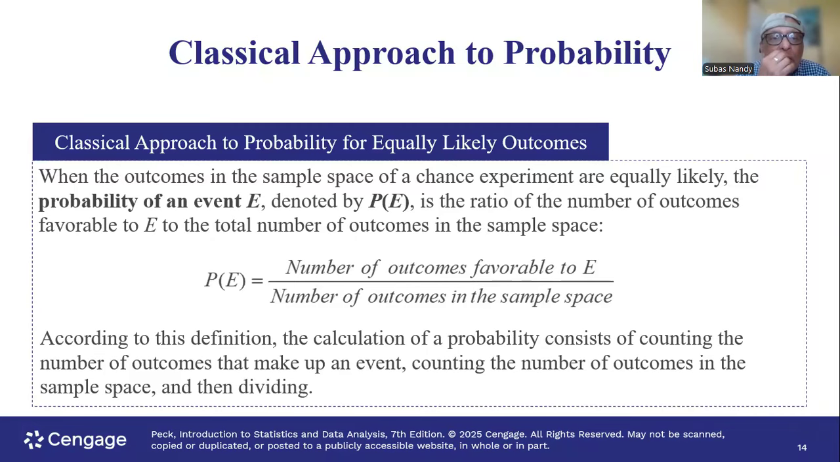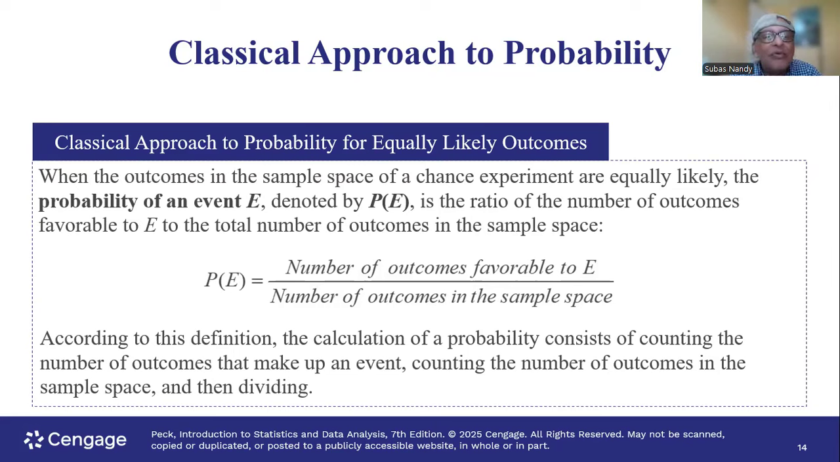So, the classical approach to probability for equally likely outcomes. The probability of an event E is represented by capital P, with capital E in parentheses. E is any event. For example, what is the probability of getting a head, H? E then becomes H, because head is H. Probability of getting a head is the number of outcomes favorable to E divided by the number of outcomes in the sample space.